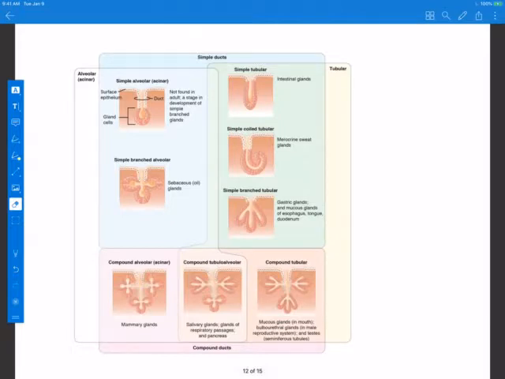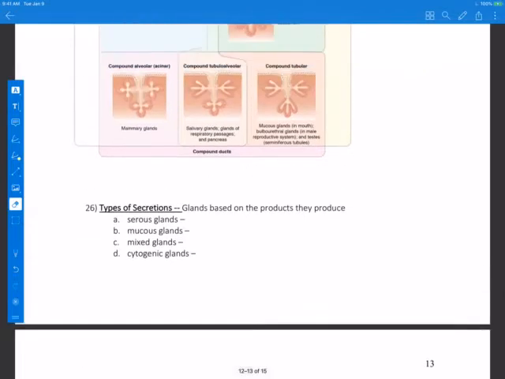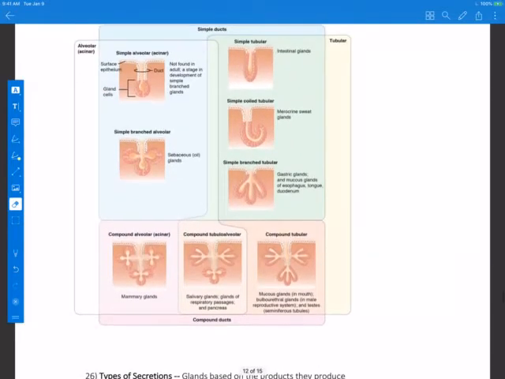Now the compound ducts are branched, and if we look at an example of a compound, we can see that there are several ducts that basically converge into one. So here we have 3 ducts converging into one, and 3 ducts converging into one, whereas the simple have basically one single unbranched duct. And there are a variety of combinations, basically, for all these different types of structural classifications of exocrine glands.